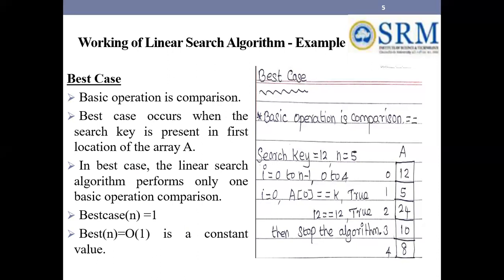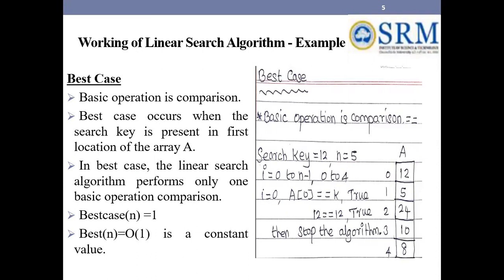In this case, the algorithm performs only one comparison, so here the basic operation is the equality comparison. In the best case, the algorithm performs only one comparison. If k is present, the algorithm will be terminated. So the best case of n is equal to 1. What is 1? In the best case, the algorithm performs only one comparison.